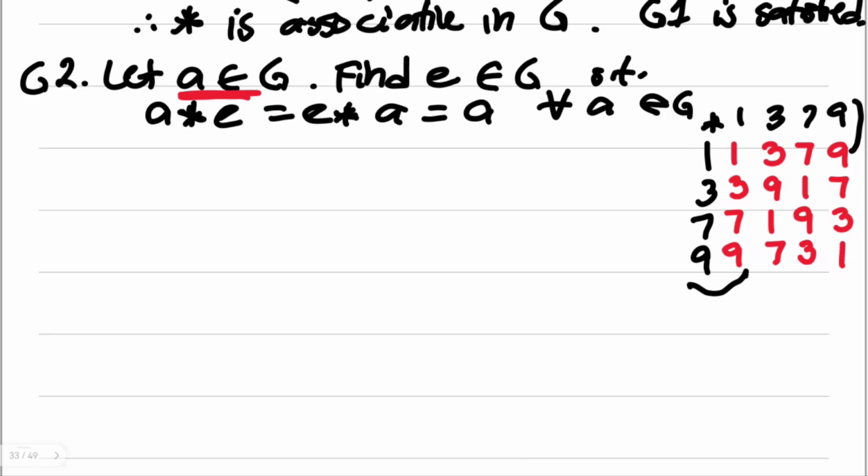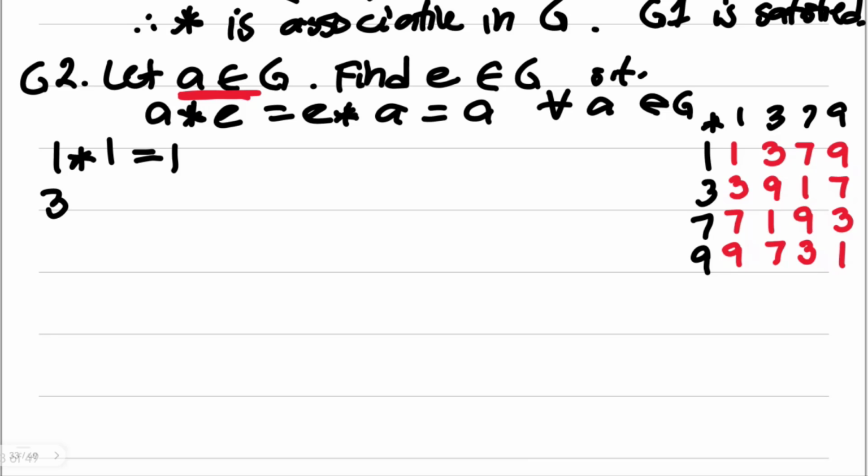But for the purpose of the illustration, using the definition of the identity element for star, we have something like this. We can see that 1 star 1 is just equal to 1. So 1 when operated in itself will just be equal to itself.